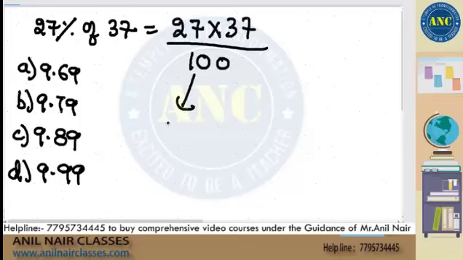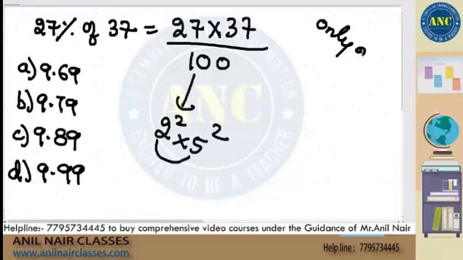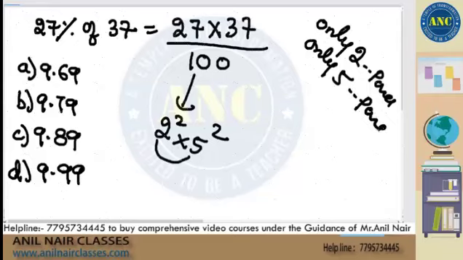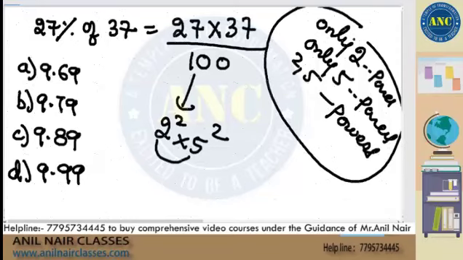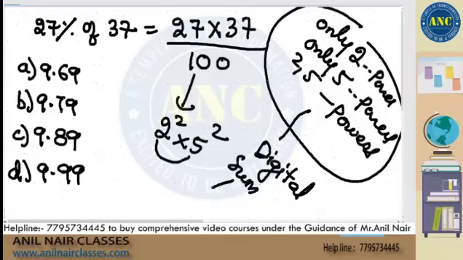What are the prime factors of 100? 2 square and 5 square. Anything with denominator only 2, only 5, 2 and its powers, 5 and its powers. Anything which is there only of this, digital sum can be used.